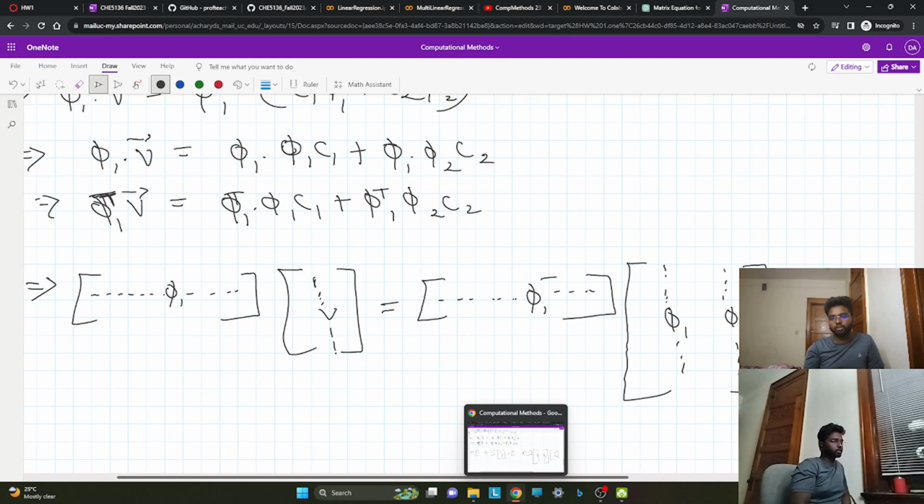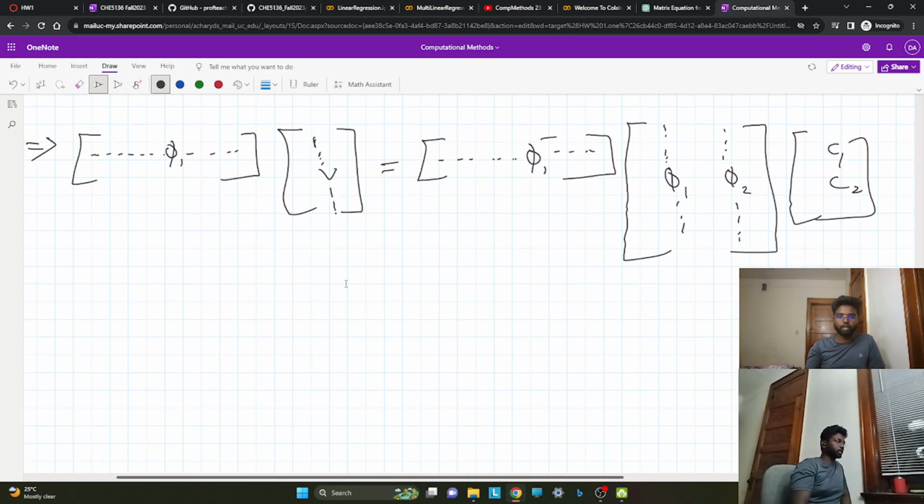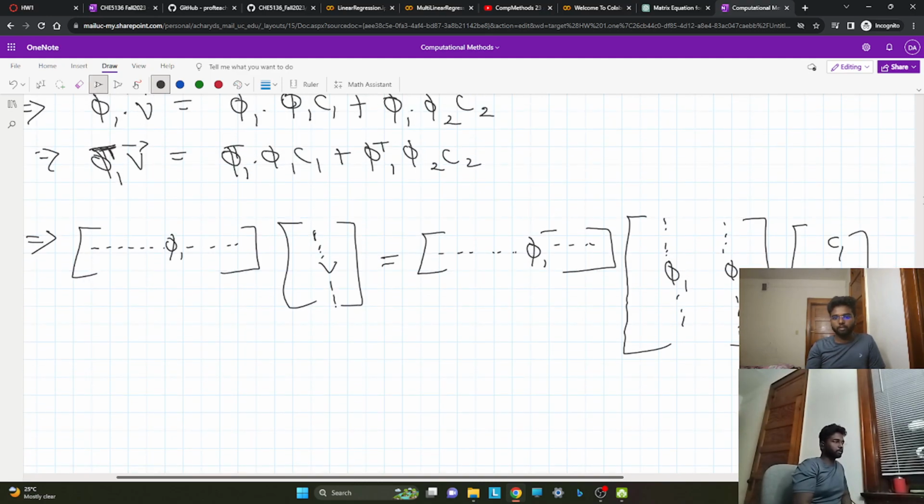Okay, if you take this to the other side, I will explain how it happens. See, if you do the matrix multiplication over here, this is the phi1, this is the phi1 matrix.